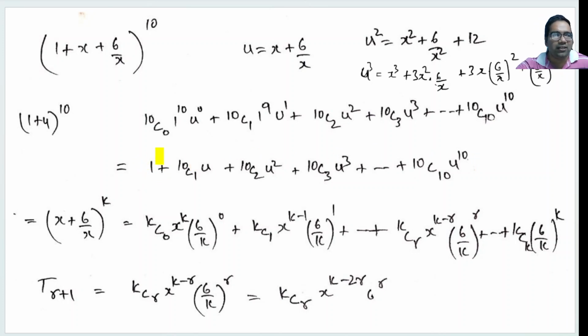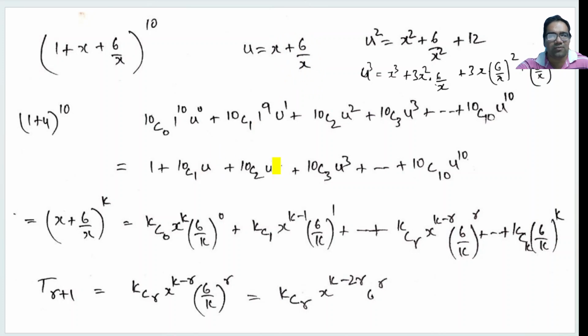Now, we have to find the term independent of x. That means we have to find the terms which are independent of x in u^2, u^3, u^4, u^5, up to u^10. Some will have such a term, some might not. For example, if it is just u, then u is x + 6/x, and there is no term independent of x in u.